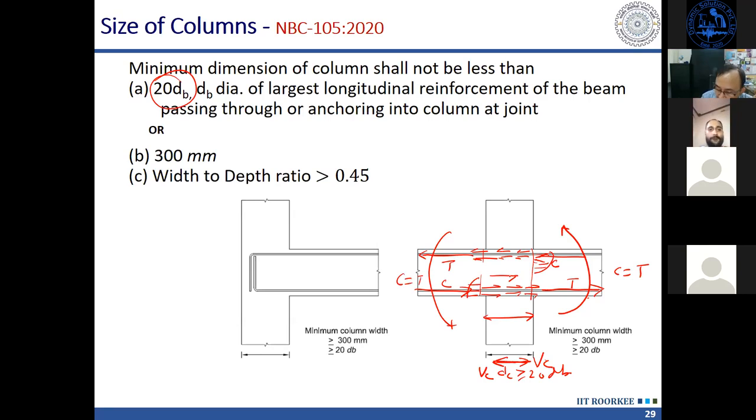So the shear force in the joint I am getting, Vj, is equal to the T1 from the left side and T2 from the right side. Actually it is T1 plus C2, but C2 is equal to T2. So T1 plus T2 minus this shear force which is acting in the opposite direction, Vc. So that is the expression which is given in the code.